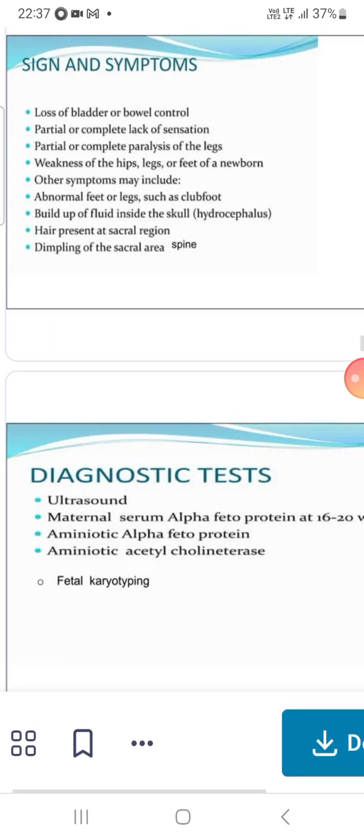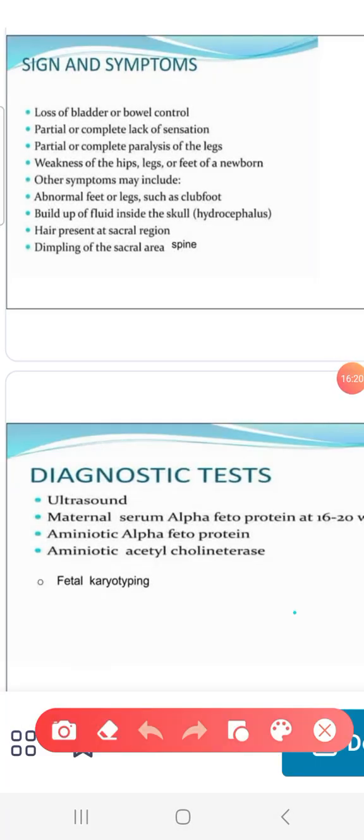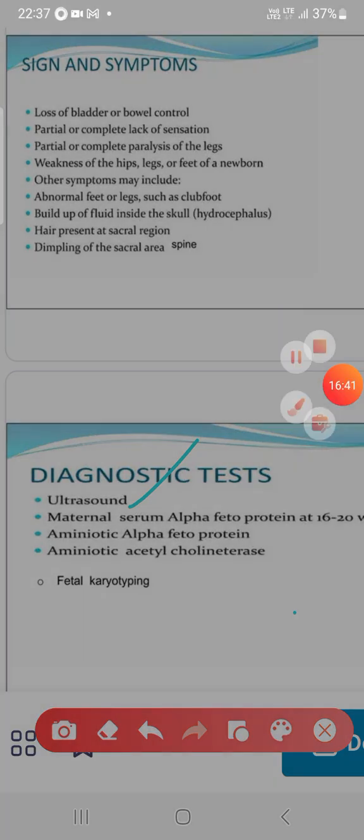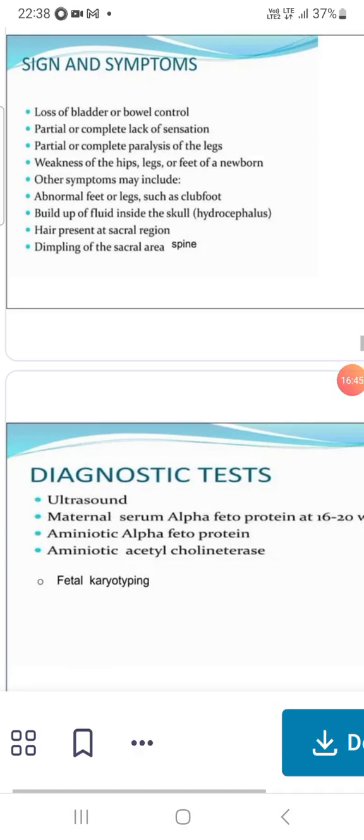So what are their diagnostics? How to determine neural tube defects? First one is the ultrasound, the main test. This is common for every neural-related or any other problem that occurs in the entire duration of pregnancy. The common test is the ultrasound. And for the next one, mention some points also.